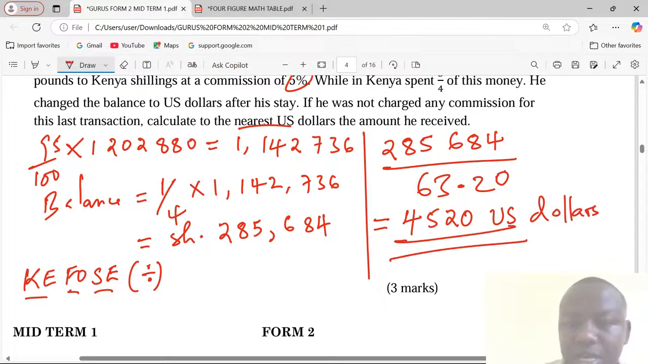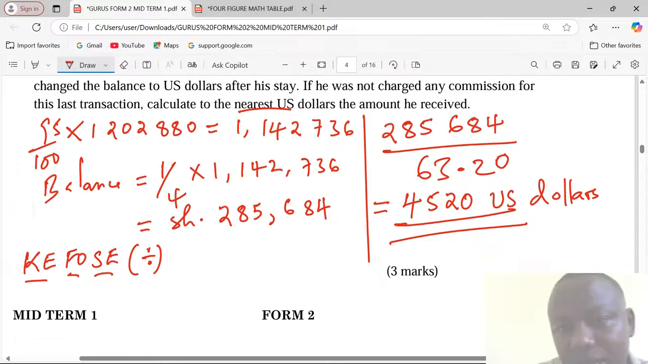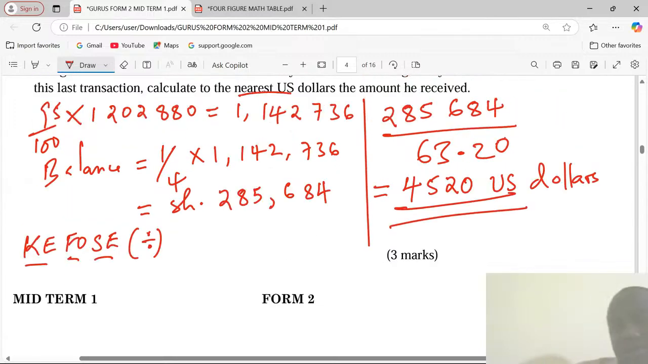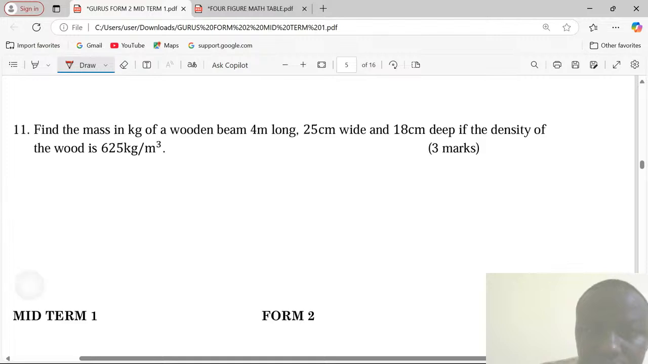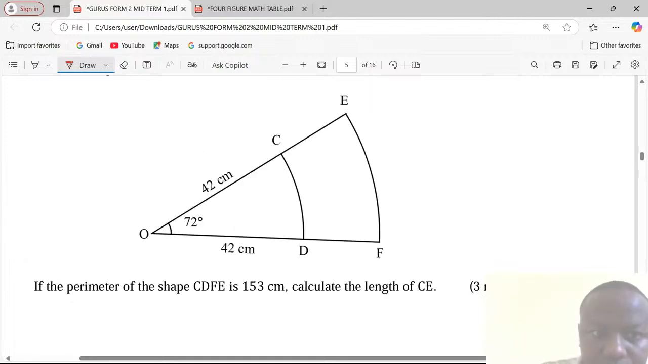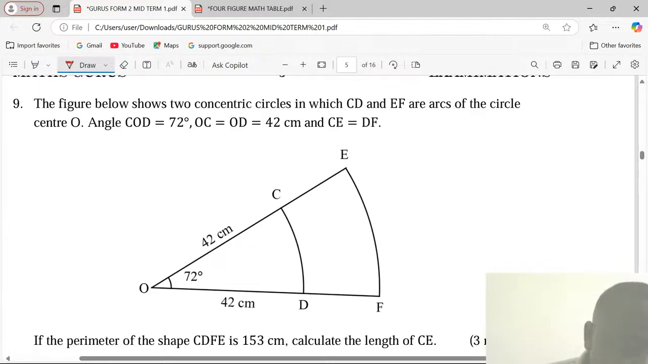That is the amount you shall have after the conversion. Something that you're supposed to note. That is what you will have after the conversion. Number 9, which is our next.